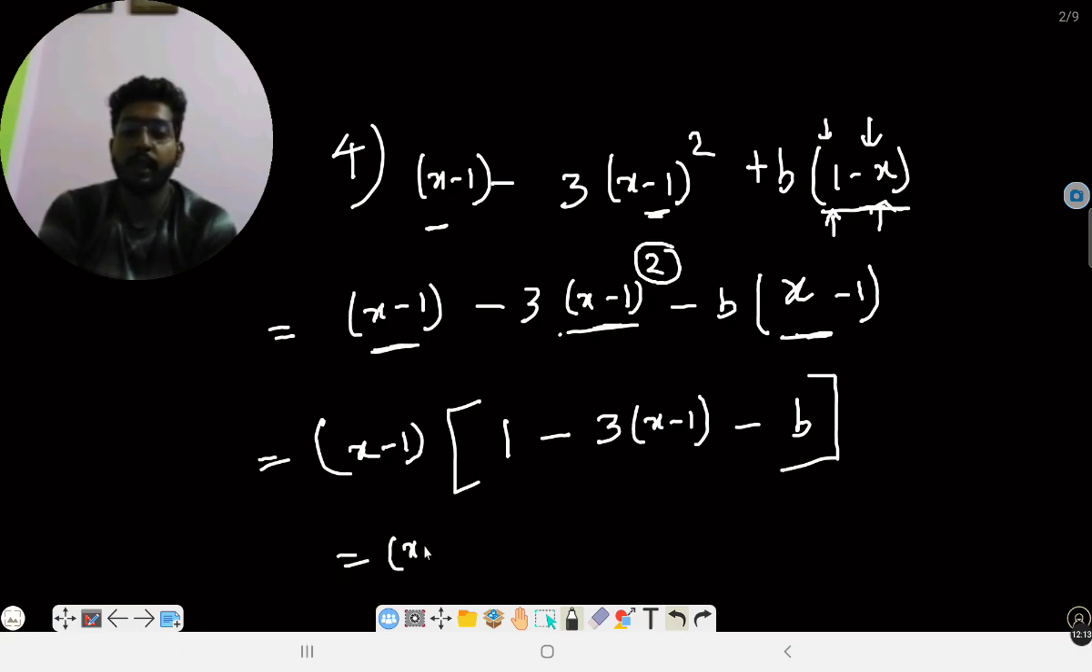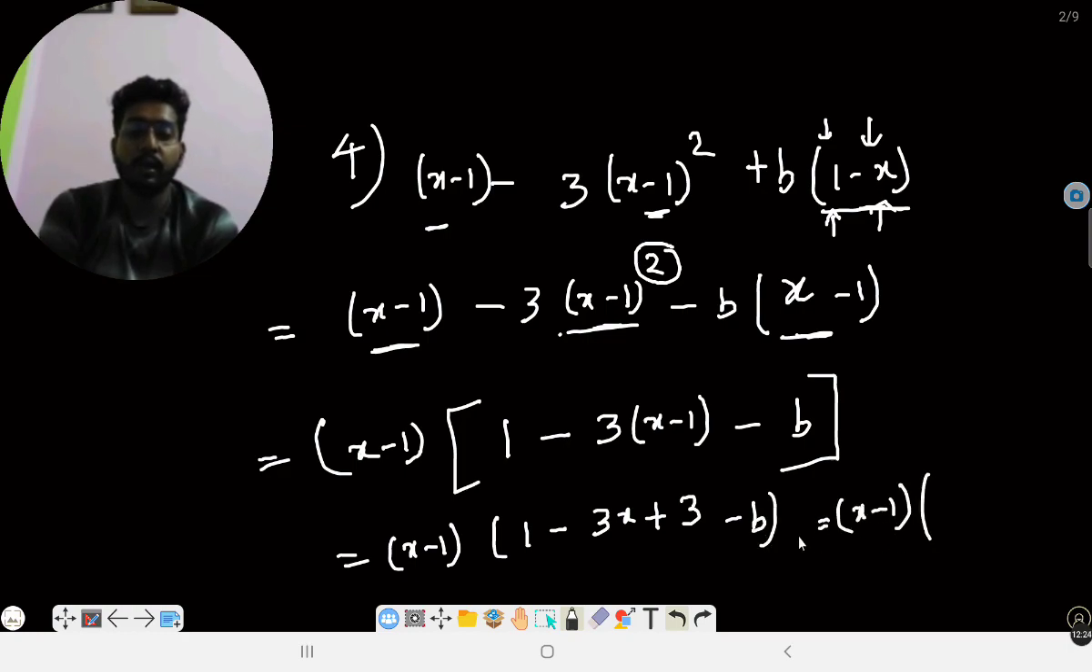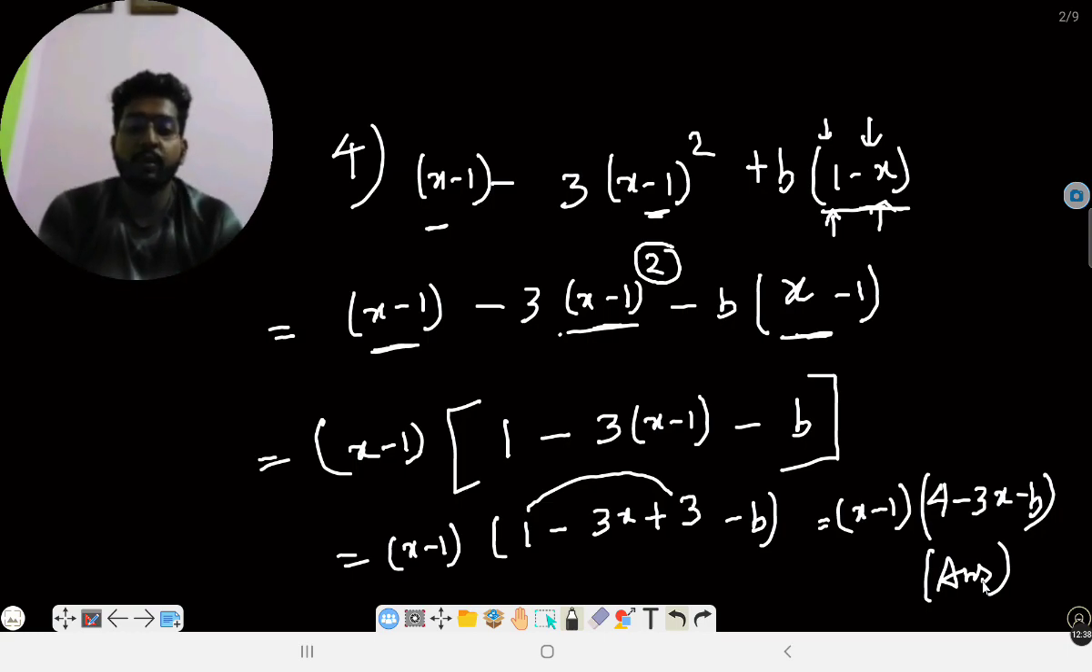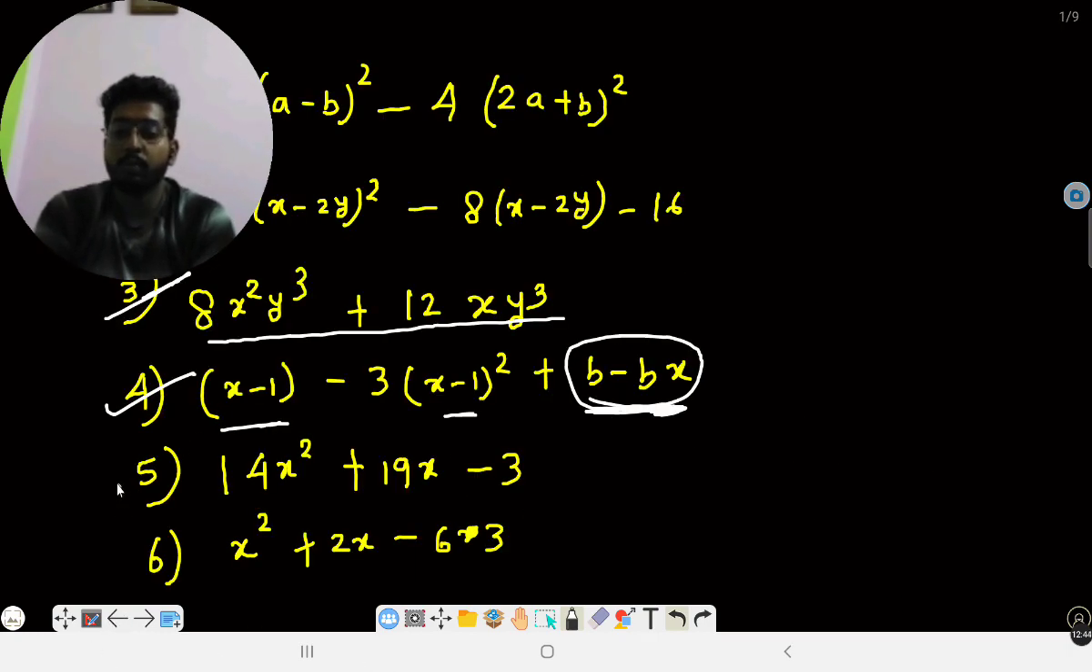So the answer will be x minus 1 minus 3x, minus is plus 3 minus b. So that means x minus 1. Now you can see 1 plus 3 is 4 minus 3x minus b. So that will be the answer. Okay, so that is x minus 1, and 3 plus 1 is 4 minus 3x minus b. So that will be the factorization of question number 4. Now we'll move to question number 5.